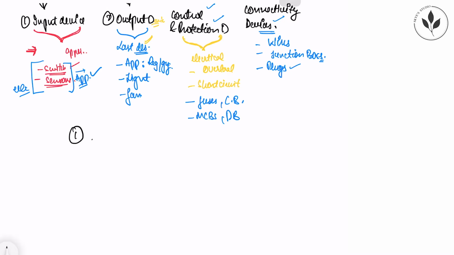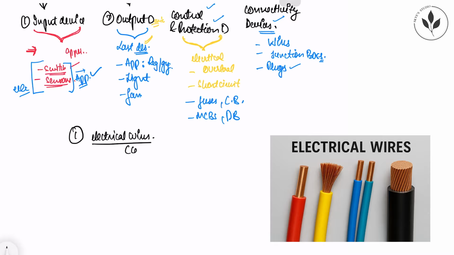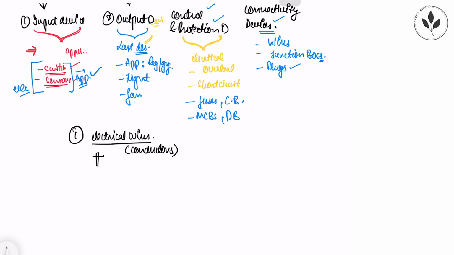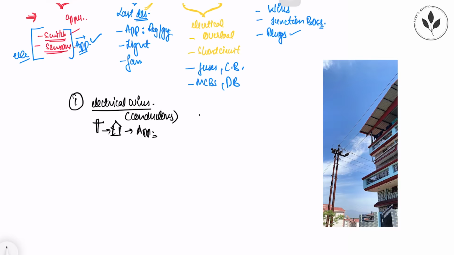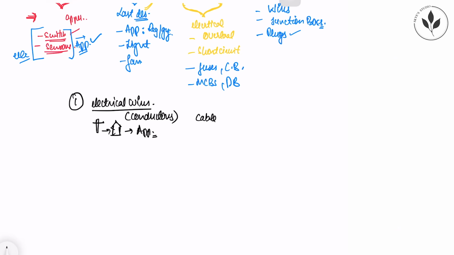So we'll start with electrical wires first. And electrical wires are basically the conductors which are allowing the electricity to pass through them, and they are carrying the current from your electrical pole to your building and then from your building to your appliances. Now, there are 2 terminologies. One is cable and the other one is wire.